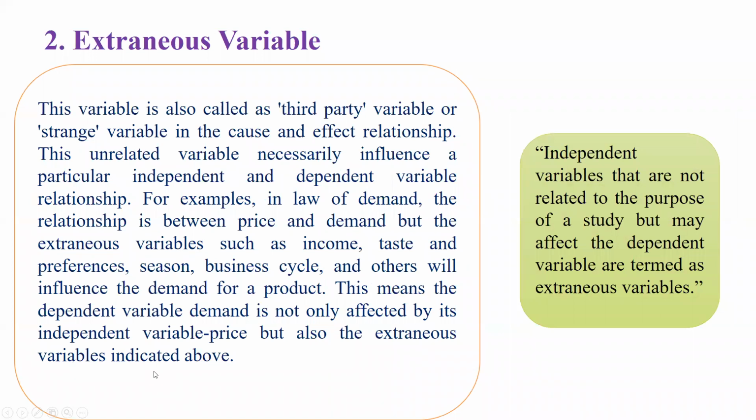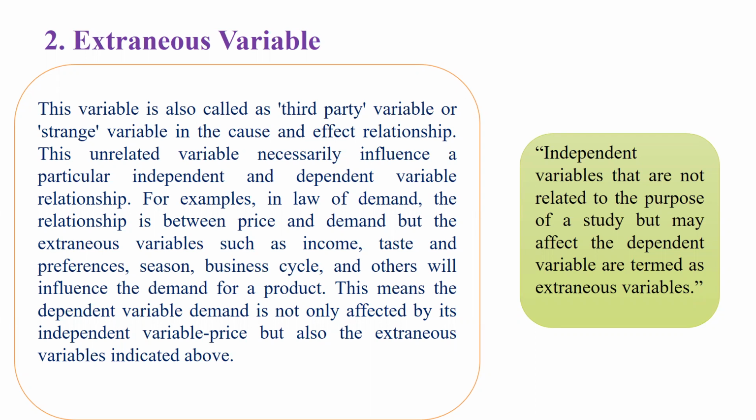Then extraneous variable. This concept I already explained. This variable is also called a third party variable or strange variable in the cause and effect relationship. This unrelated variable necessarily influences a particular independent and dependent variable relationship. For example, in the law of demand, the relationship is between price and demand, but extraneous variables such as income, taste and preferences, season, business cycle, and others will influence the demand for a product. This means the dependent variable demand is not only affected by its independent variable price, but also by the extraneous variables indicated above.